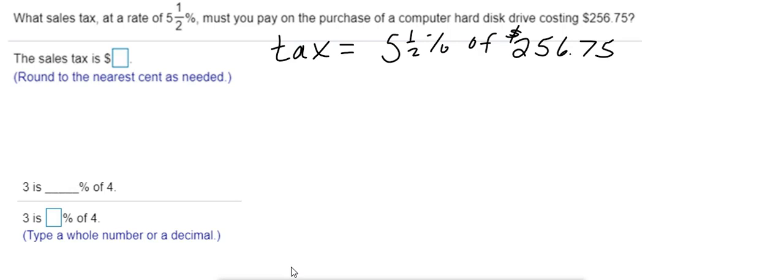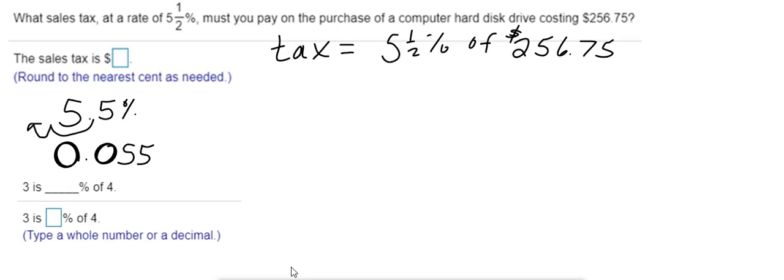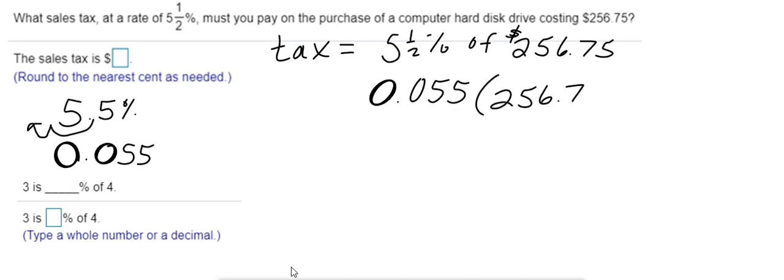And so therefore we are going to first convert 5.5% to a decimal. So change the 1/2 to a 0.5 and then move the decimal 2 places to the left. So we get 0.055. And then multiply that by the 256.75. The tax is some percentage of, and that word of means multiplication oftentimes.